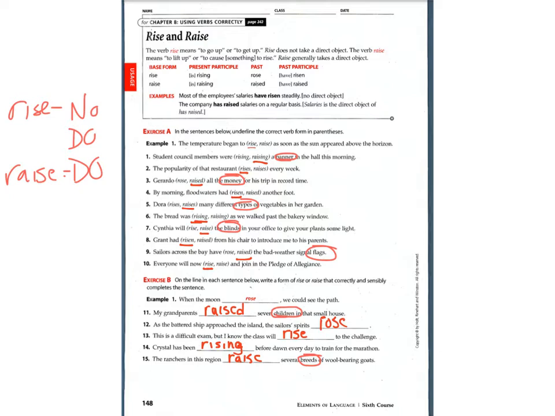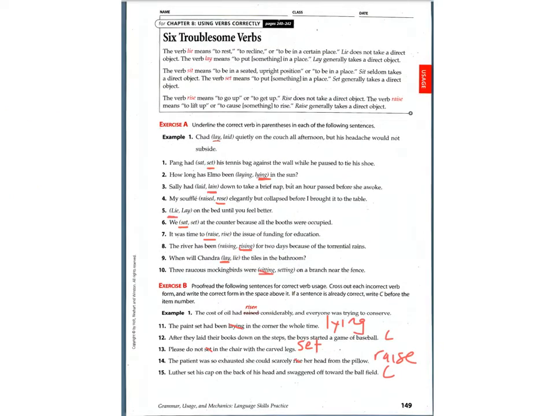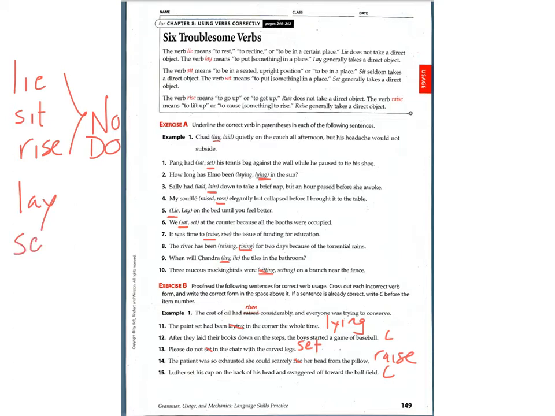So then the second worksheet was just a review of the different verbs. And you had exercise A, you just had to choose the correct verb. So again, we're going to have lie, sit, and rise, no direct object. Then you have lay, set, and raise, and those will have a direct object.